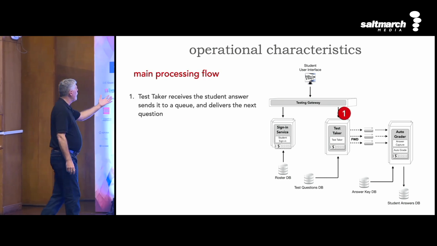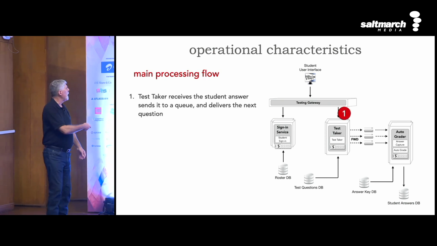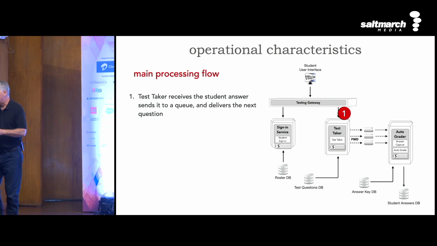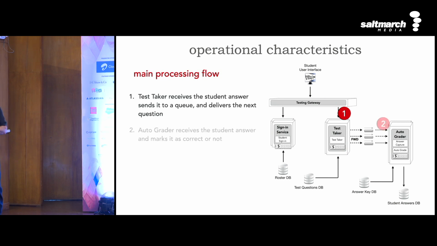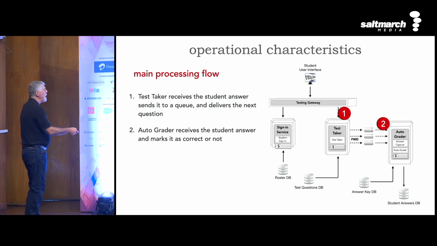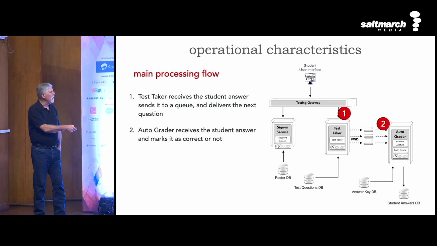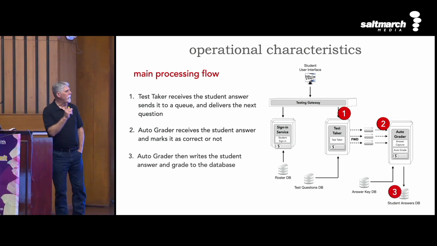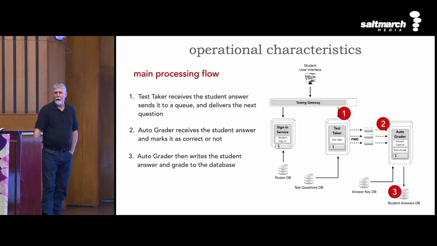Okay, so what happens first is that the test taker, that's this service right here, receives the student answer, and what it does, it sends it to a queue, persistent queue, and then delivers the student the next question. Let's see, here's the question. It's B. I hit enter. Boom, from the user interface, goes to the test taker, queue it, next question. Okay. The second thing that happens is while that's happening, asynchronously, the auto-grader service dequeues that answer and checks to see if it's correct or not. And then, the third thing it does, it writes it to the student answer database.